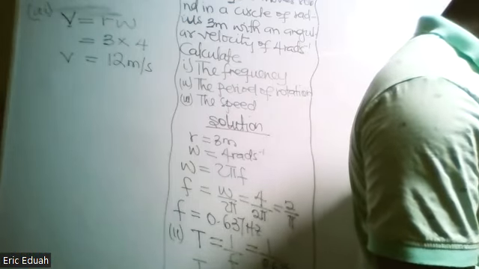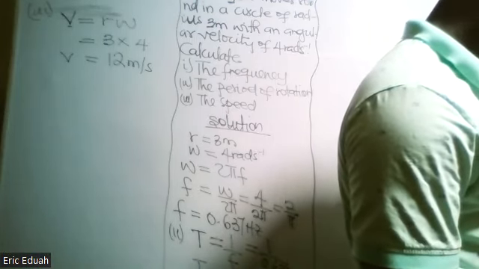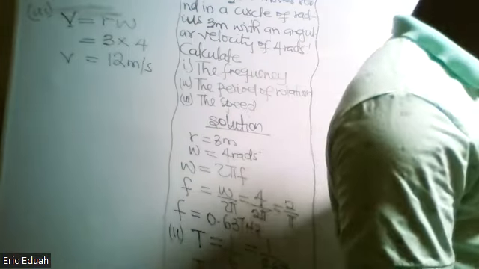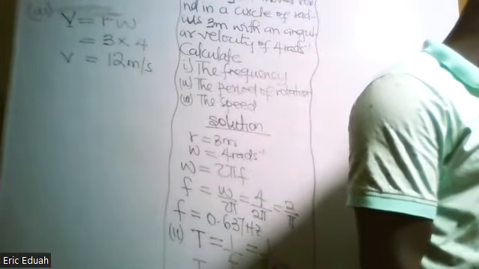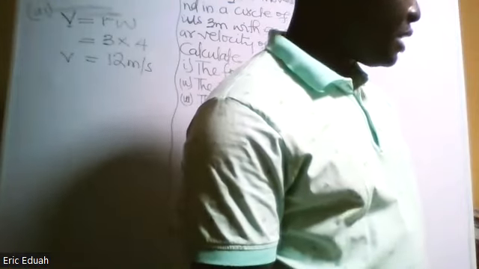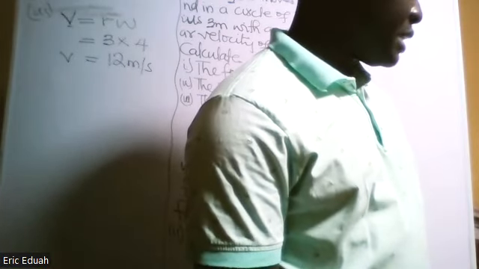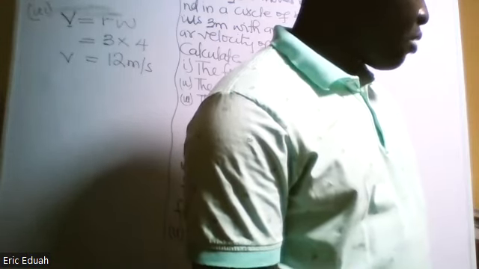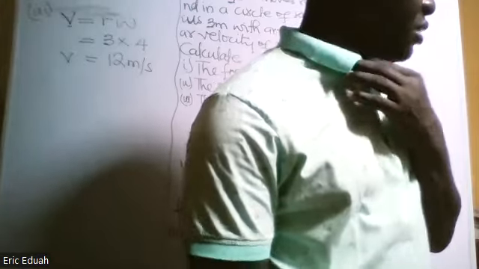What is the angular acceleration of an object in a circular path of radius 15 meters with a linear acceleration of 16 meters per second squared? That is A.